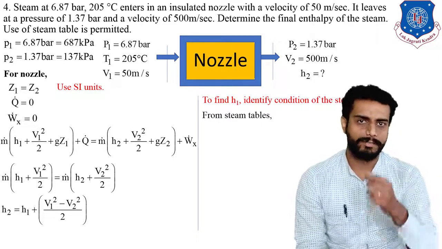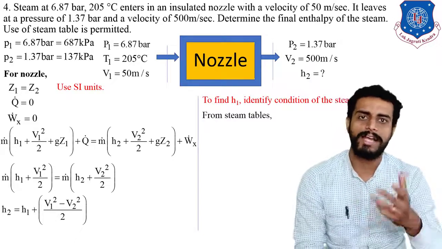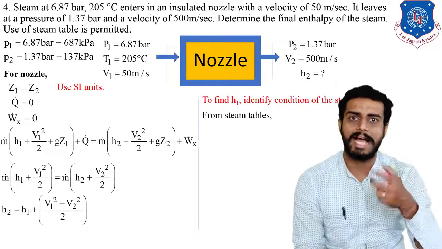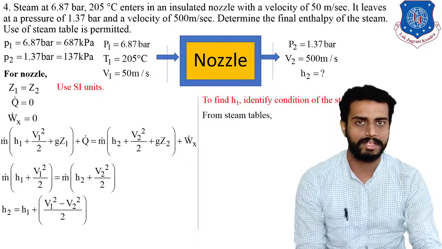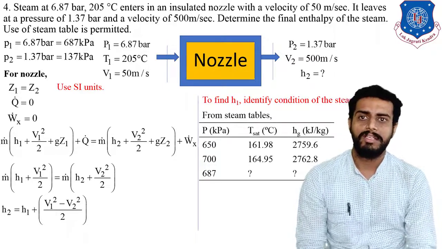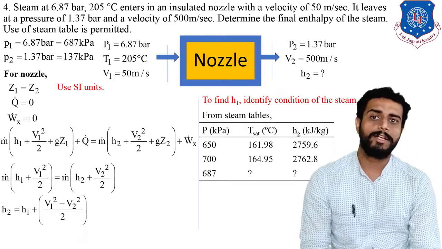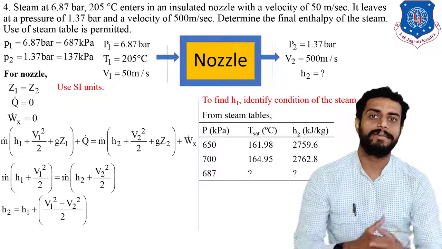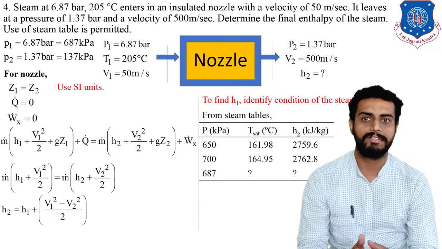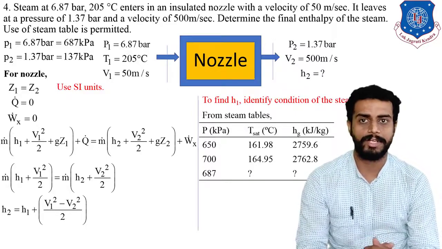So if you open your steam table, you will observe that exactly 6.87 is not given. So try to identify the nearer two values, the lower value than 6.87 and the higher value than 6.87. Here I have mentioned both the values in the table, 650 and 700 according to my steam table. Corresponding to 650, the saturation temperature is 161.98 and corresponding to 700, the saturation temperature is 164.95. In the same way, the enthalpies are given for the corresponding pressures.